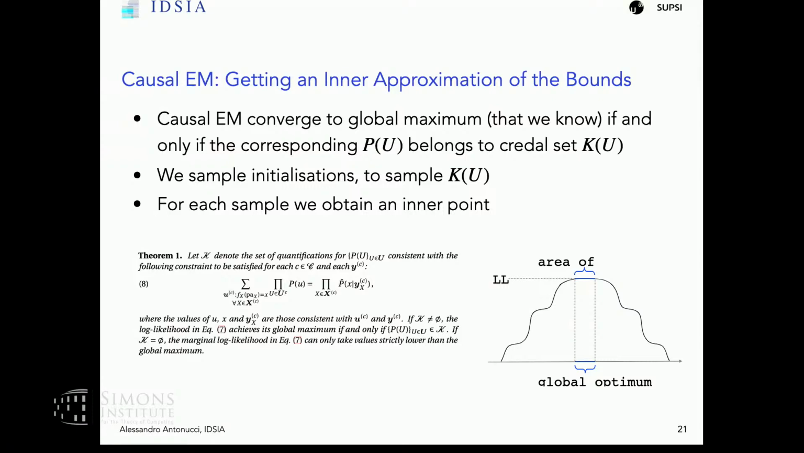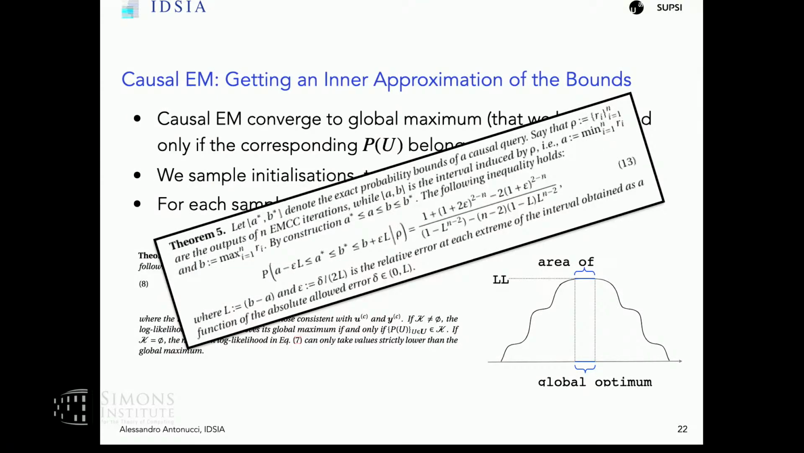So if the output of the EM is the global maximum, and you know what the global maximum is, because the global maximum is basically the likelihood of the empirical model, then you are getting a point of the credal set. So you can use the point returned by the EM to compute the causal inference. And by doing that iteratively for multiple initializations of the EM, you obtain an inner approximation of this interval-valued query. This is the idea.